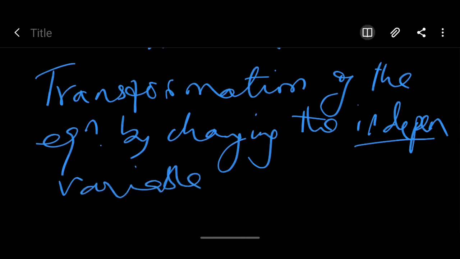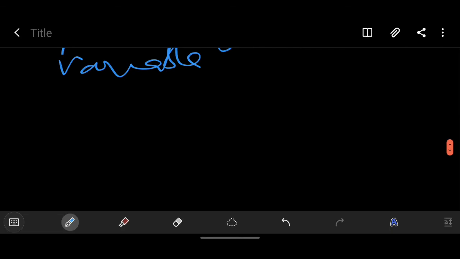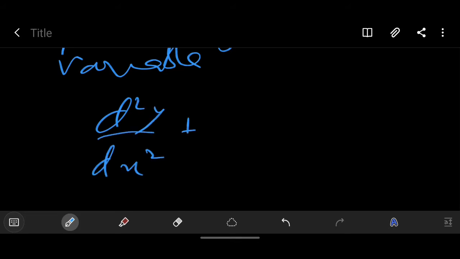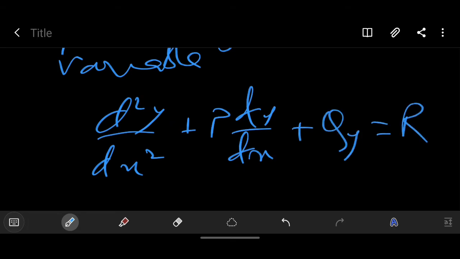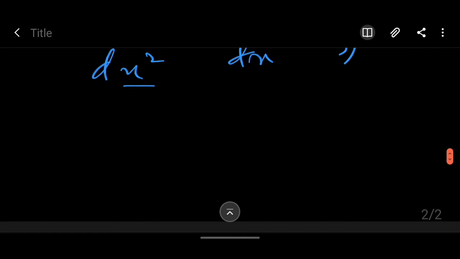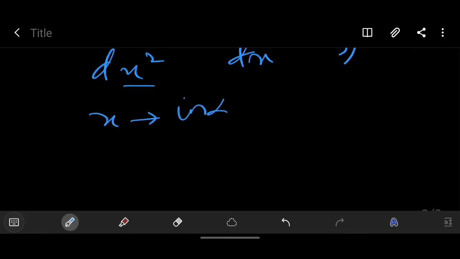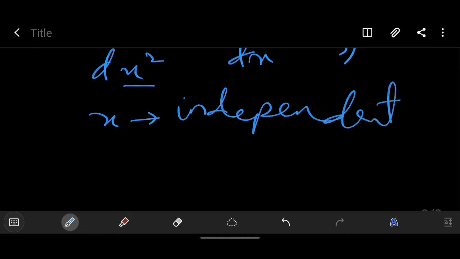So in our equation, our second order linear differential equation standard form is d squared y/dx squared plus p dy/dx plus qy equals r. This is our standard form. If we look at this equation, the independent variable is x, so everything we differentiate with respect to x. So the independent variable is x and the dependent variable is y. We can say that x is independent and y is dependent on x.